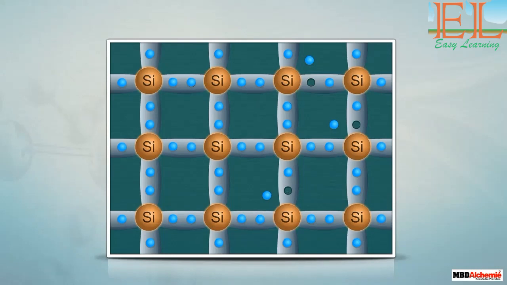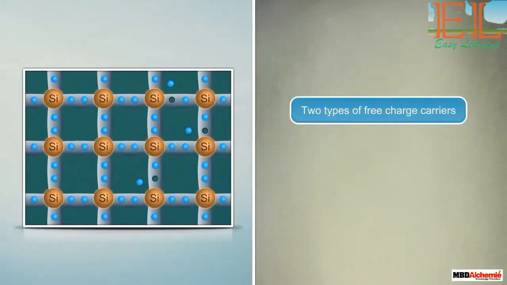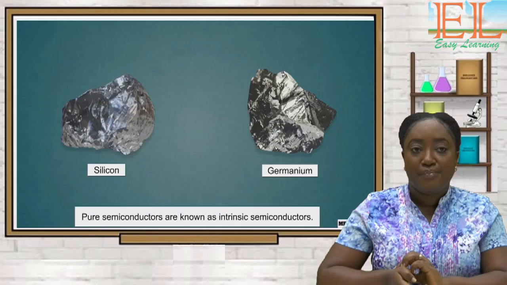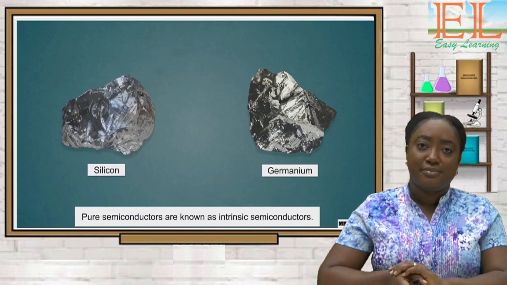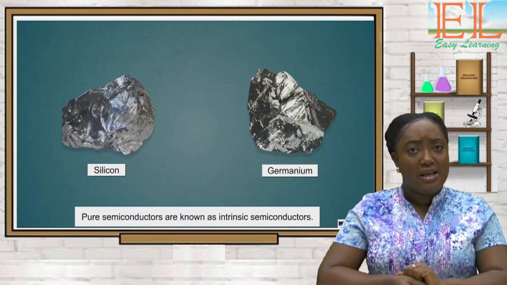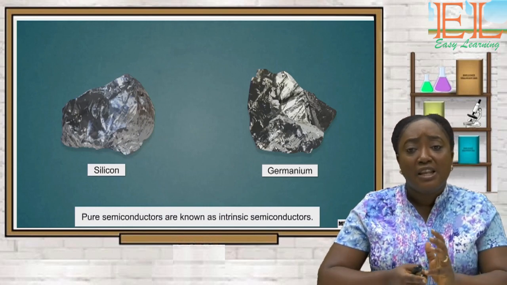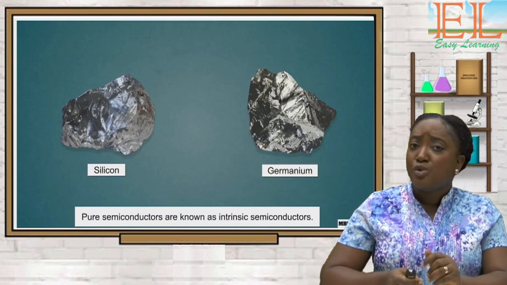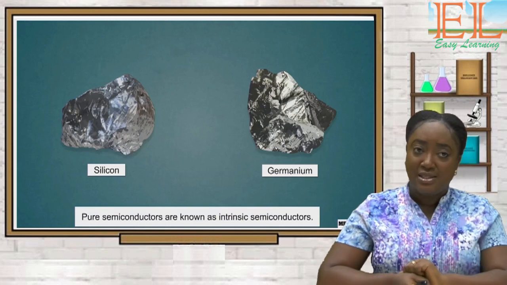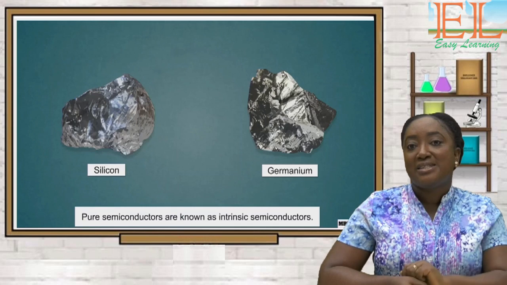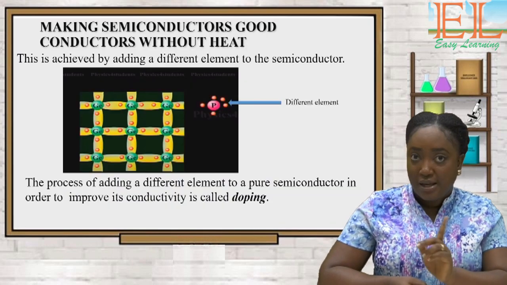Thus, in intrinsic semiconductors, there are two types of free charge carriers: electrons with a negative charge and holes with a positive charge. Welcome back. The question now remains, how then do we make the semiconductor have electrons and holes to conduct current without heating them? So now we look at making a semiconductor a good conductor without heat.